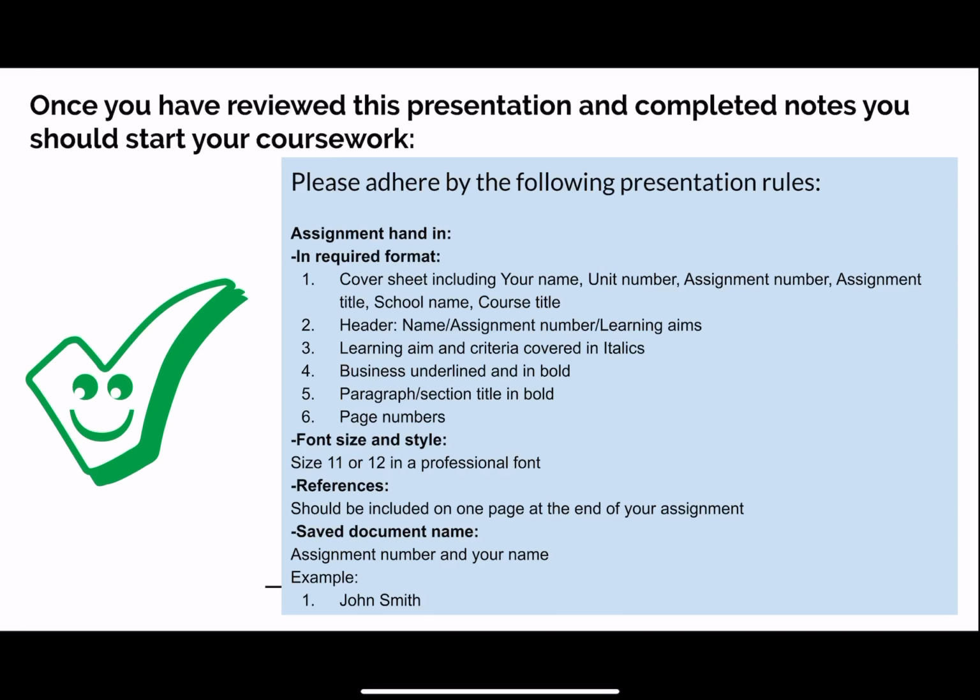Okay, so once you have reviewed this presentation and completed your notes, I would like you to start writing up your coursework. So please adhere to the following presentation rules. Make sure that it is very neatly presented and you are using each of these criteria when writing up your assignment.